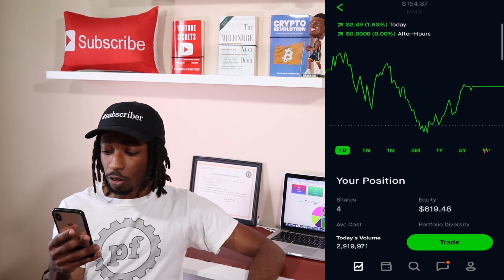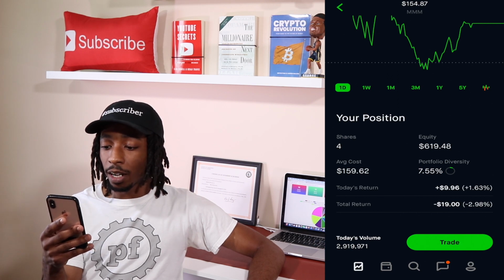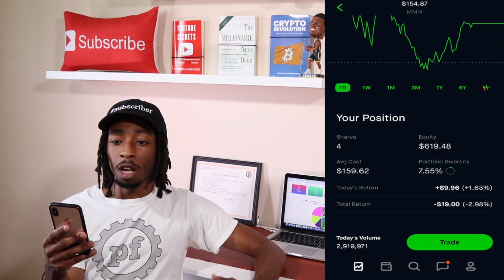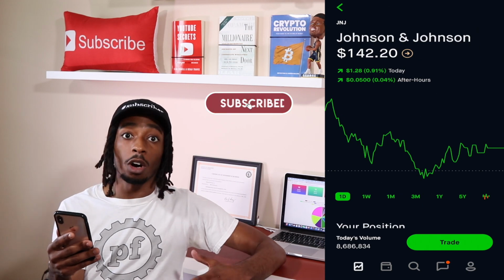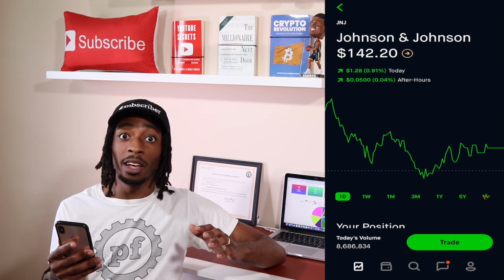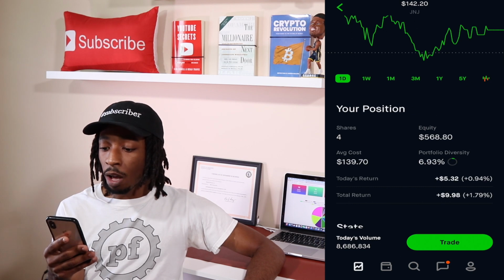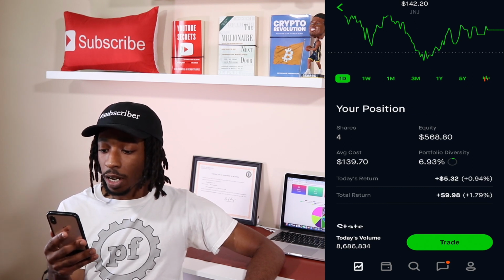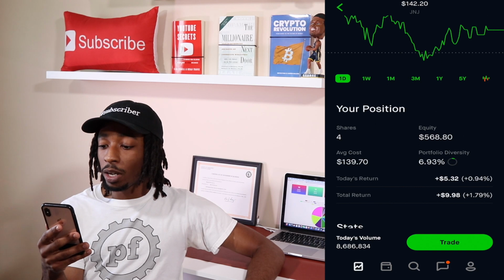As we move on down, I have a total of 4 shares, the average cost $159.62. My total return is about 3% that I'm down, which is equivalent to $19. Moving over to Johnson & Johnson. This is also one of my core positions, but also a company that does not drop in price that often. So as we go down to the position, you can see I have a total of 4 shares. My average cost $139.70. I'm currently up on this position at 1.79%, which is equivalent to $9.98.